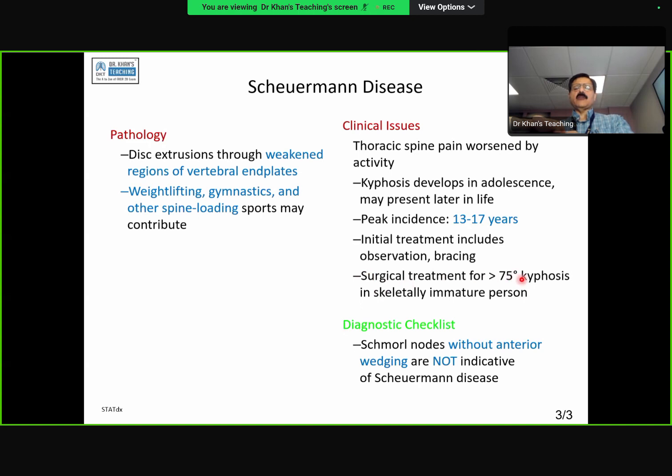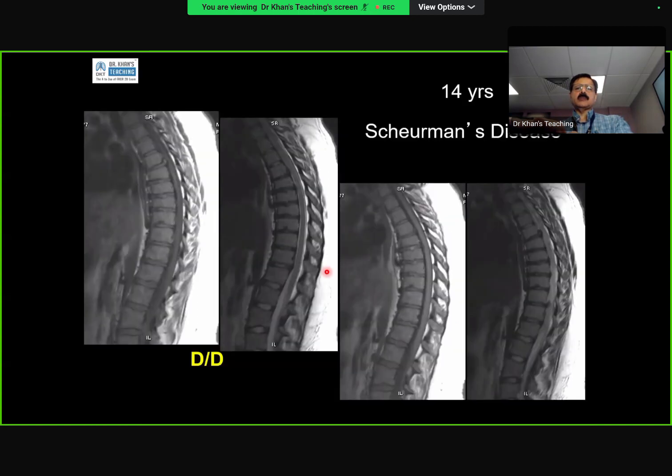Surgical treatment is only for more than 75% of kyphosis. Initial treatment includes observation and bracing. Observation is no treatment, by the way. So MR, same.